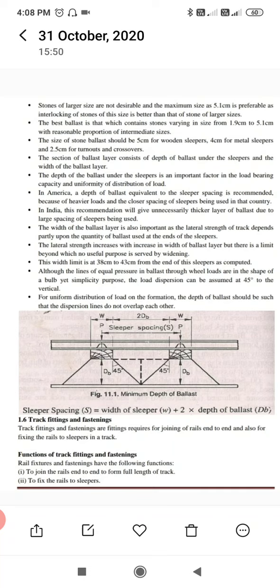The next topic is track fittings and fastenings. Track fittings and fastenings are the fittings required for joining the rails end to end, and also for fixing the rails to the sleepers in a track. The functions of track fittings and fastenings are as follows: to join the rails end to end to form a full length of track, and to fix the rails to the sleepers.